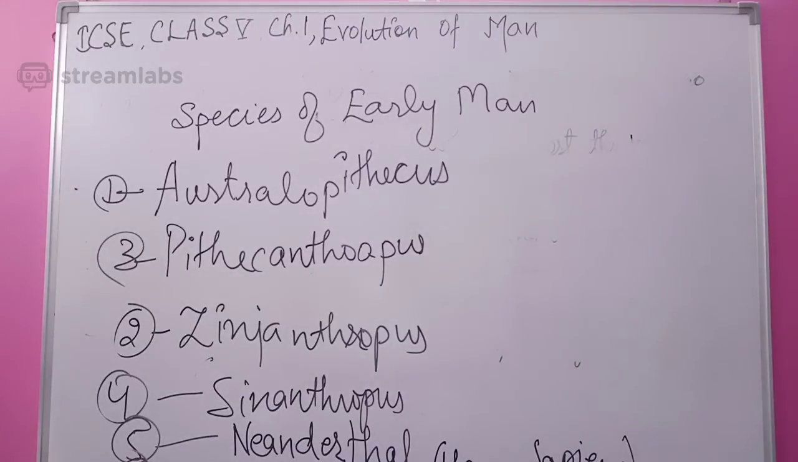Now, again I am repeating the names. The first one is Australopithecus, second one is Zinjanthropus, third one is Pithecanthropus erectus, fourth one is Sinanthropus, fifth one is Neanderthal man, last and the final one is Cro-Magnon man or Homo sapiens.